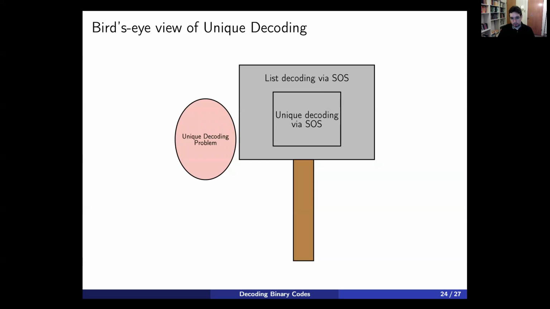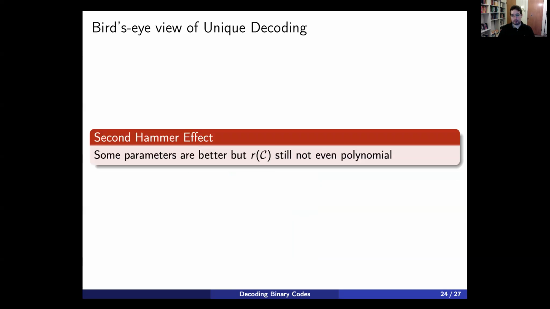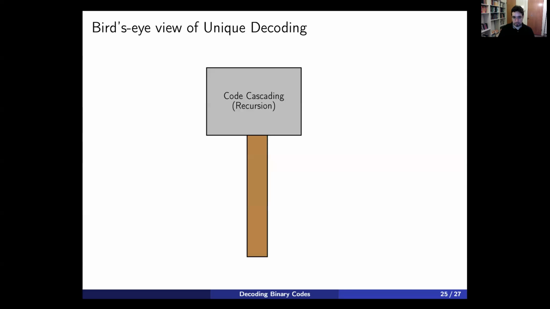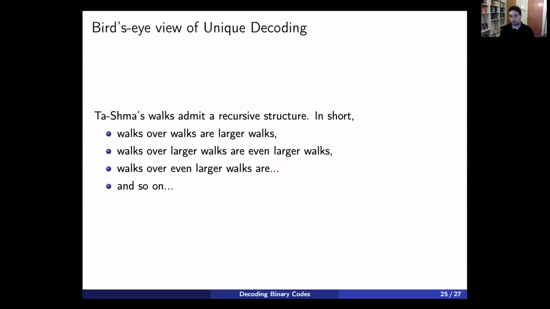Okay, so now we try it again. This time around, some parameters are better. Cannot precisely say which ones, but some of them are better. You need to bring a new ingredient, and this ingredient is going to be a recursion. We call it code cascading. So what is it going to be? You're going to take advantage of the recursive structure in Ta-Shma's walks.